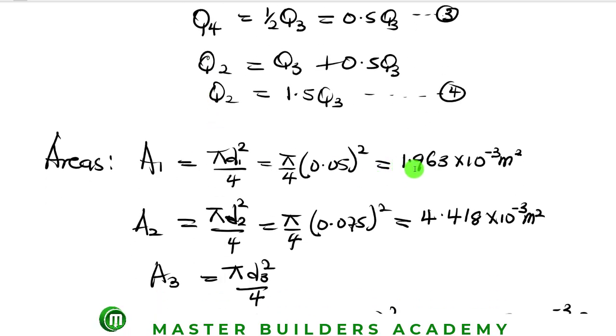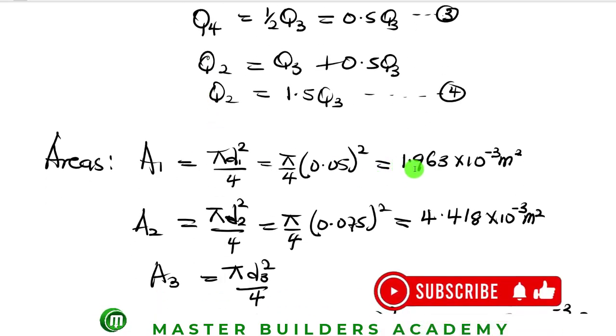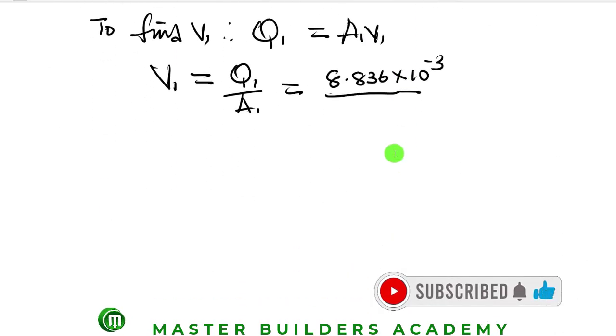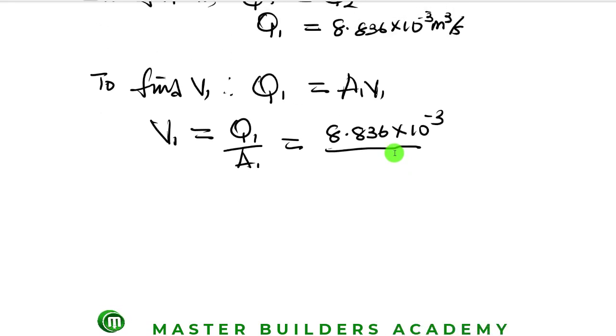Area 1 is 1.963 times 10 to the power of negative 3, as you can see, right? So we just put in the values. So we have 1.963 times 10 to the power of negative 3. And the answer for this would have given us 4.50 meter per second. So we have been able to find velocity.